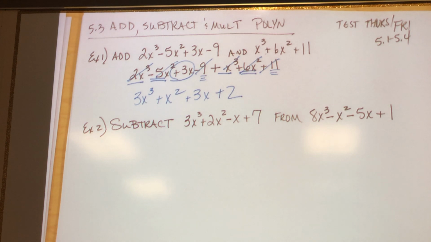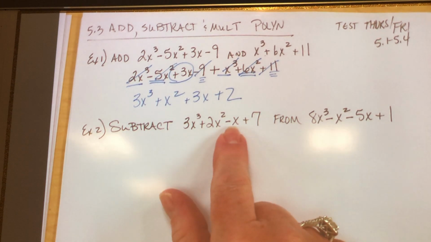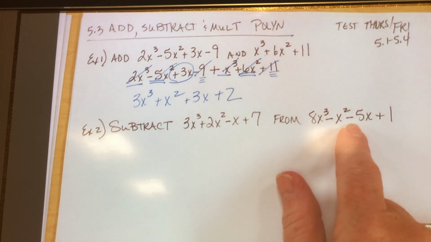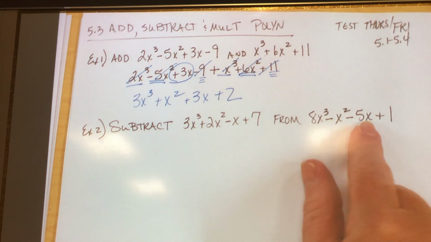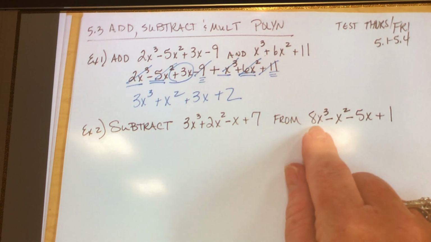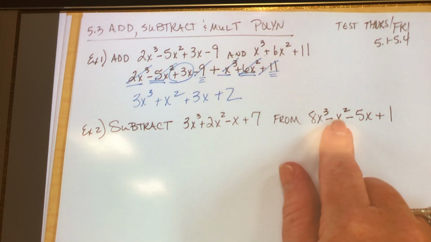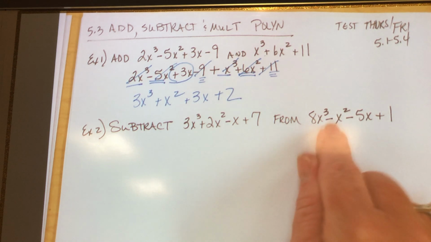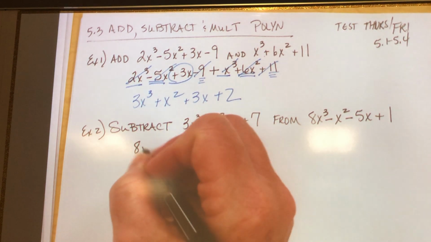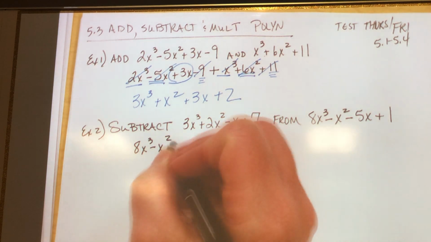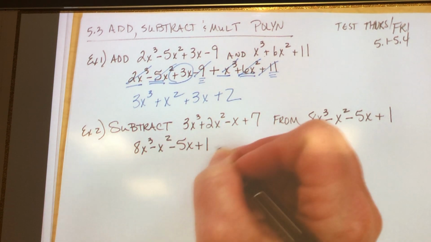Okay, so the first thing I want to make sure of is that you know who goes first. Why? Because you're subtracting that from it, you're taking that away from it. That's exactly right. So if you're subtracting this one from this one, you have to have this one first. Is it first because 8x to the 3rd is bigger than 3x to the 3rd? No, people, it has nothing to do with that. So put this one first. 8x to the 3rd minus x squared minus 5x plus 1 minus.